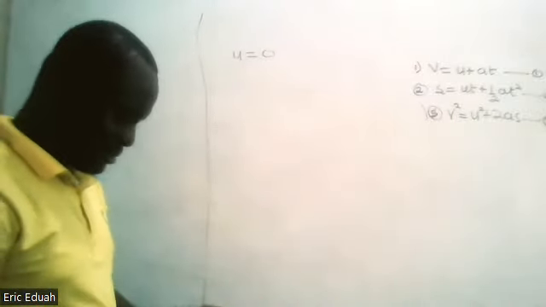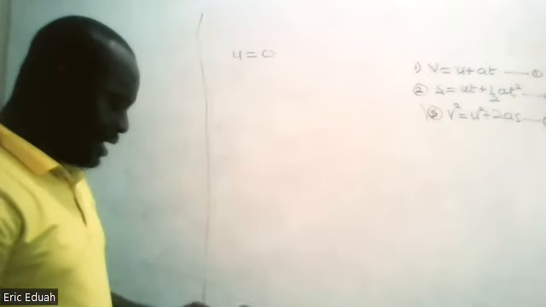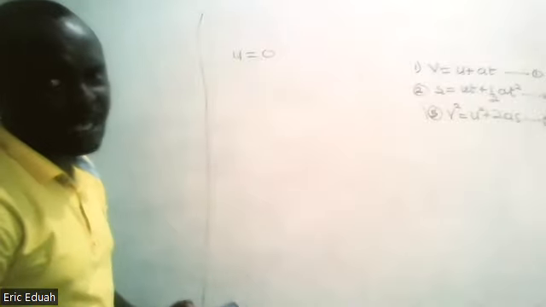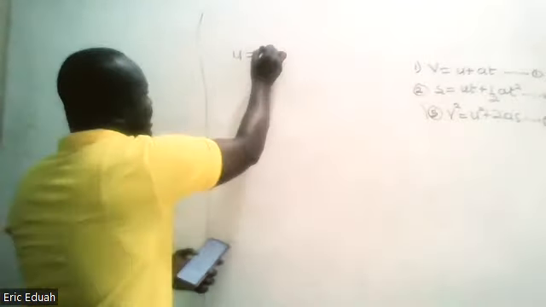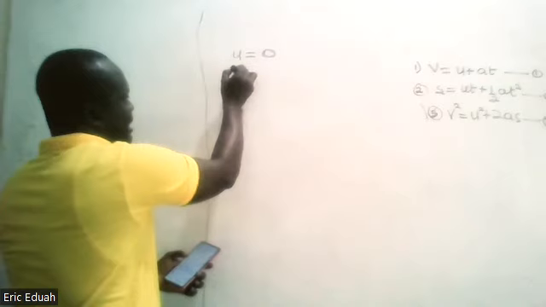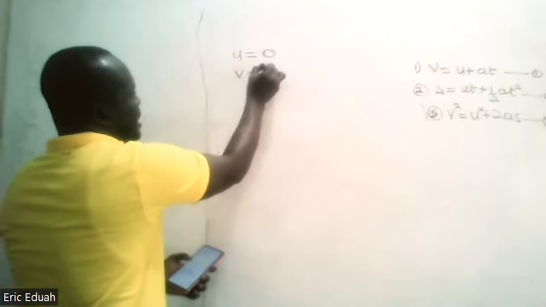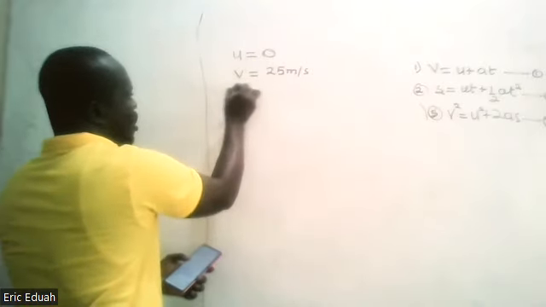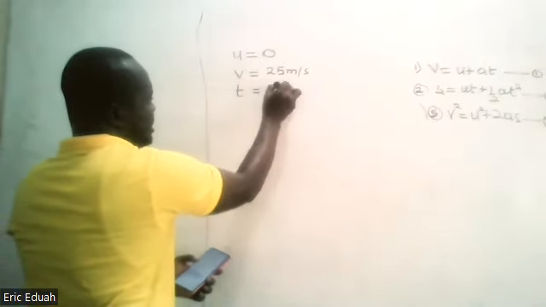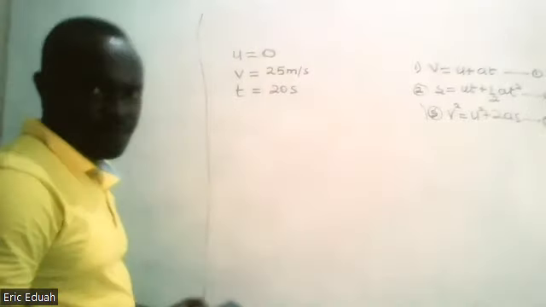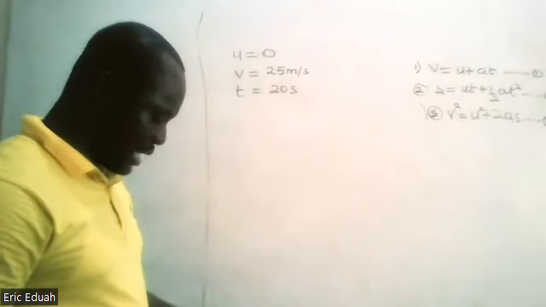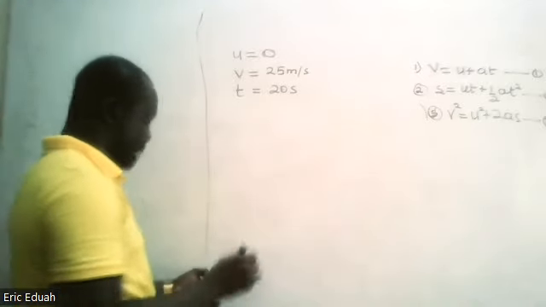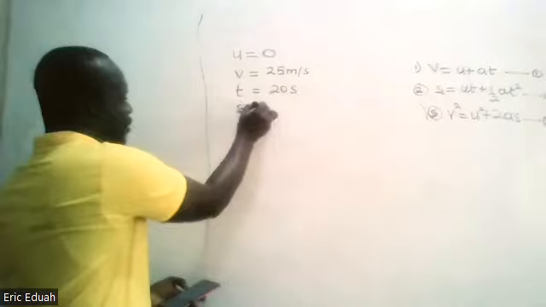First, it acquires a speed of 25 meters per second. So it then accelerated, and so the final speed is 25 meters per second, occurring within a time of 20 seconds. Now, the distance moved by the car during this time interval is, so we are looking for S.